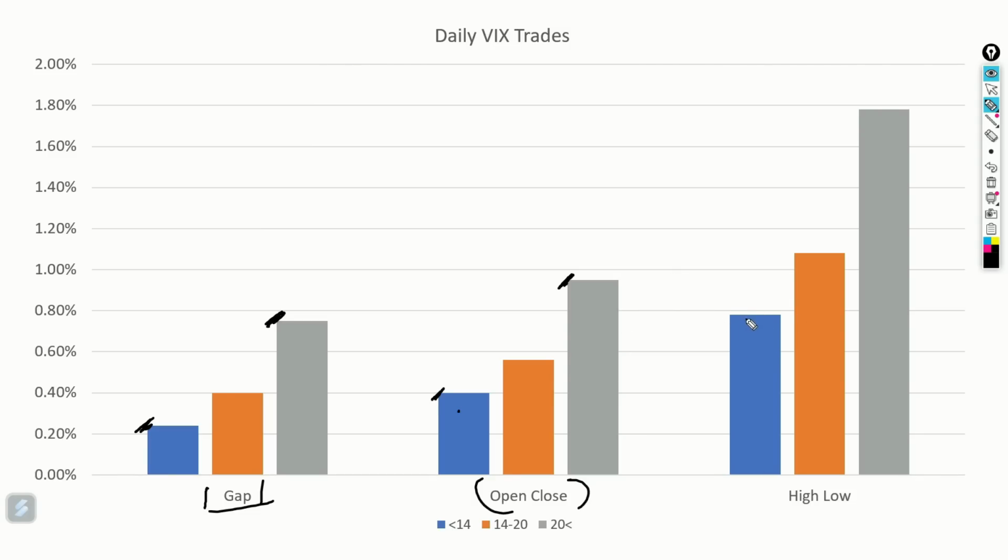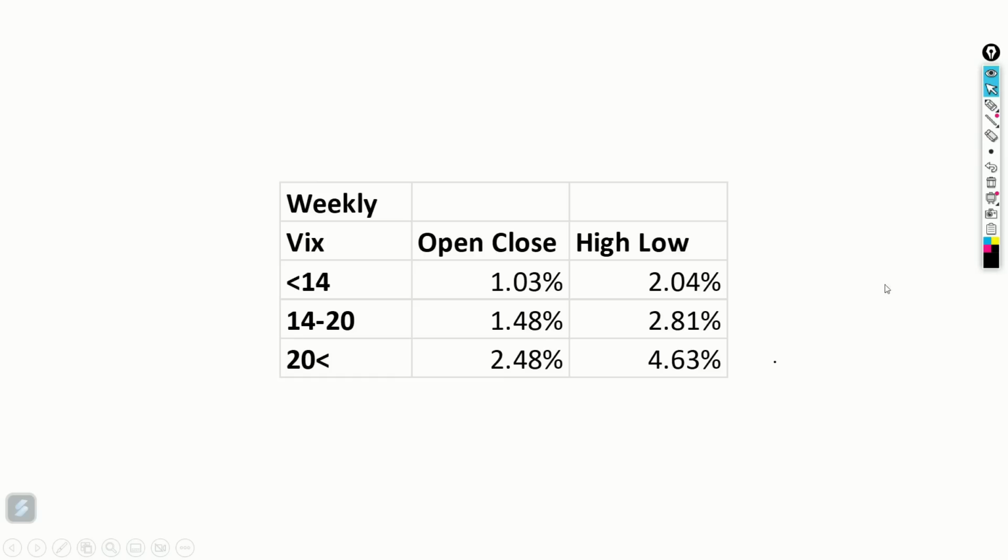When VIX is under 14, we can expect the difference between high and low close to be around 0.8%. And when VIX is over 20, the difference usually goes up to 1.7 to 1.8%. Similarly, let's do a quick analysis for weekly data as well. So let's quickly come here and take a look at the weekly data.